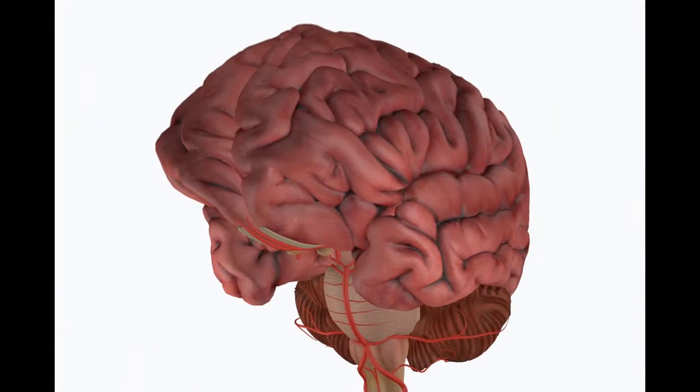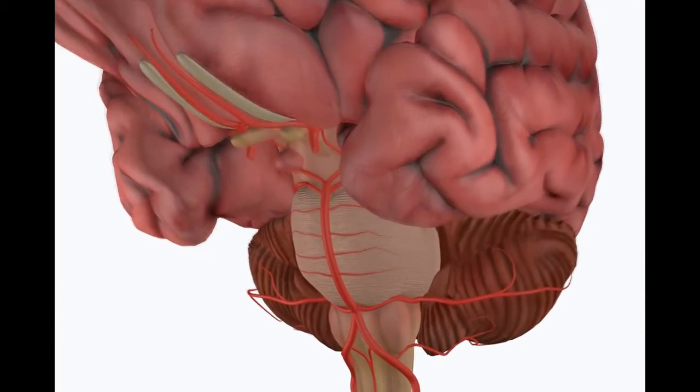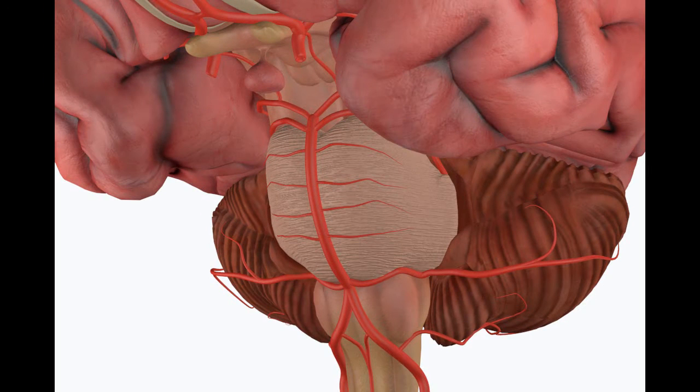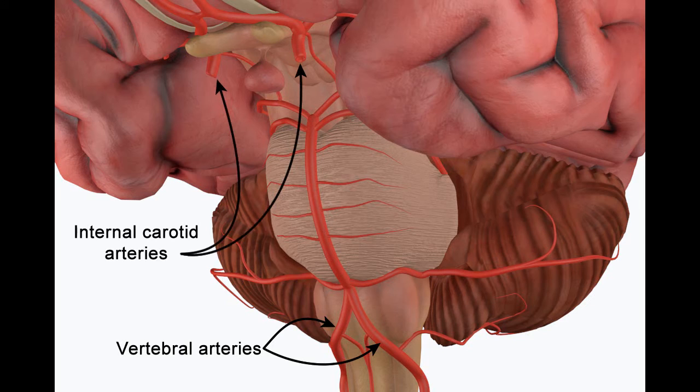Now the brain receives its blood supply via two arterial routes. There's the vertebral arteries and the internal carotid arteries. The vertebral artery is derived from the subclavian artery, which in turn branches off the aorta, while the internal carotid artery is a branch of the main carotid artery.